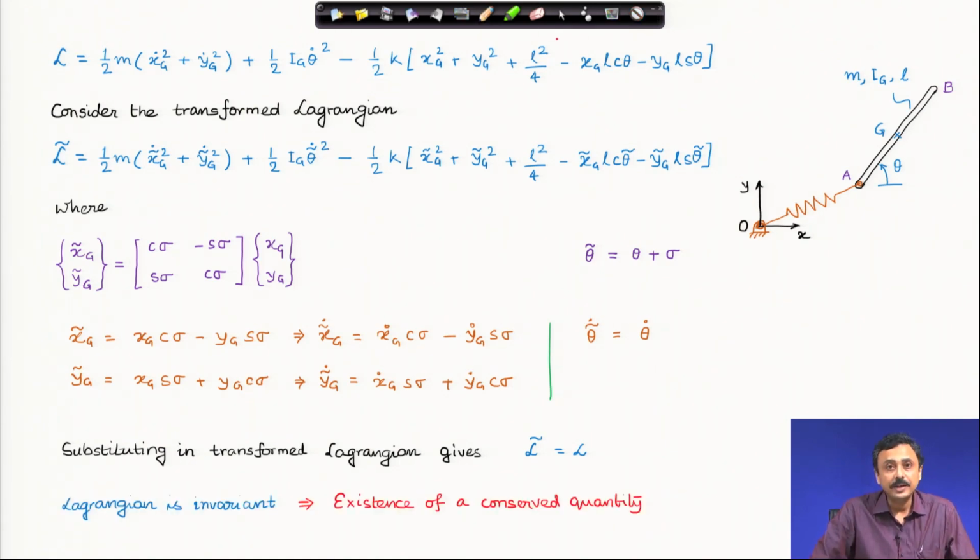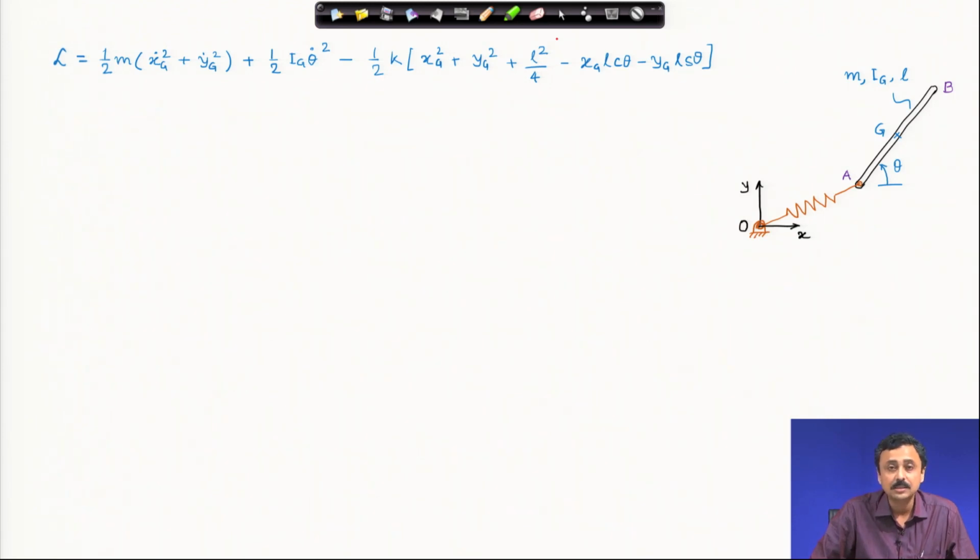So, the Lagrangian is invariant under this transformation. Therefore, now from Noether's theorem we have this result that any infinitesimal symmetry of the Lagrangian indicates that there is a conserved quantity. We have to find this conserved quantity now, and that will be our next task.